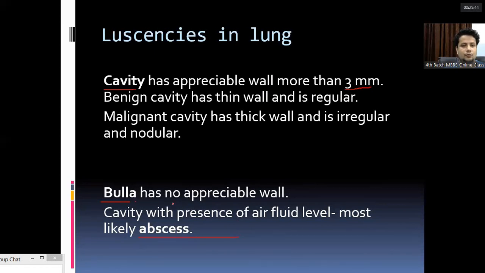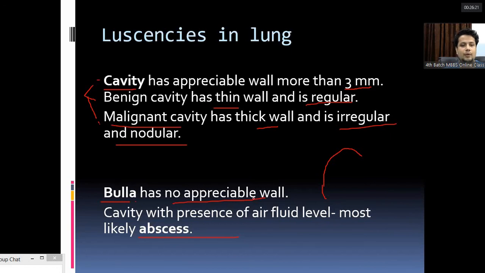And a bulla has no appreciable wall. It is a very hairline thin wall. Sometimes it is not appreciable, sometimes it is appreciable, but it is hairline thin, but a cavity has a 3 mm thick wall. And a cavity may be benign or malignant. A cavity may be benign in case of infection and malignant in case of cavitary malignancy. In case of infection, the wall is thin and regular, while in case of malignancy, the wall is thick and irregular with a nodular appearance. This way a cavity can be categorized.